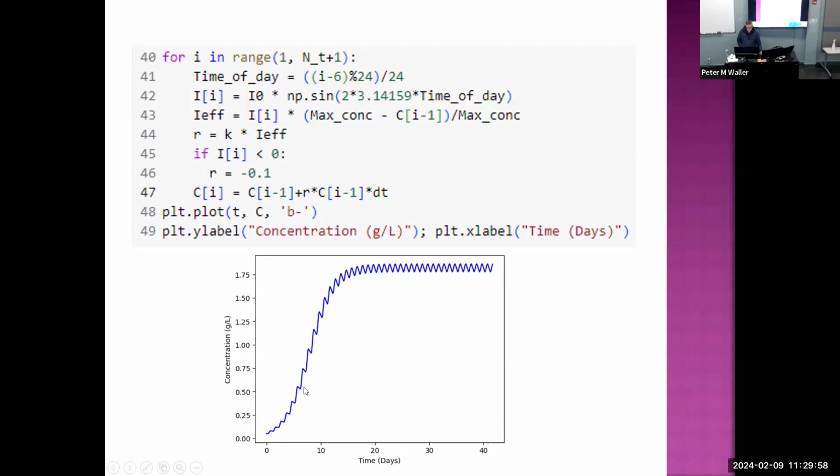So you can see that it's going down at night and going up in the day. And then I have this maximum of about 1.8. And I said my max concentration was 2. So once it gets up close to 2, there's really not much light, and so that's why it stops before 2. Any questions?